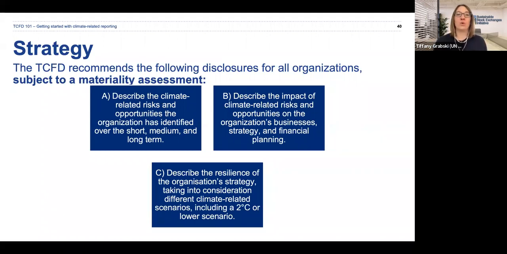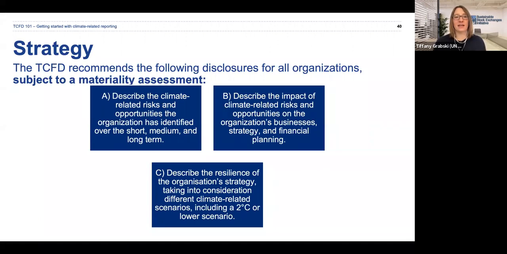Which may start qualitatively. We might just say, you know, we expect this risk, a change in market behavior, to impact our revenues and change our strategy perhaps. But over time, you'll get more and more detail, and you'll be able to quantify that and understand exactly how much of an impact you're expecting.